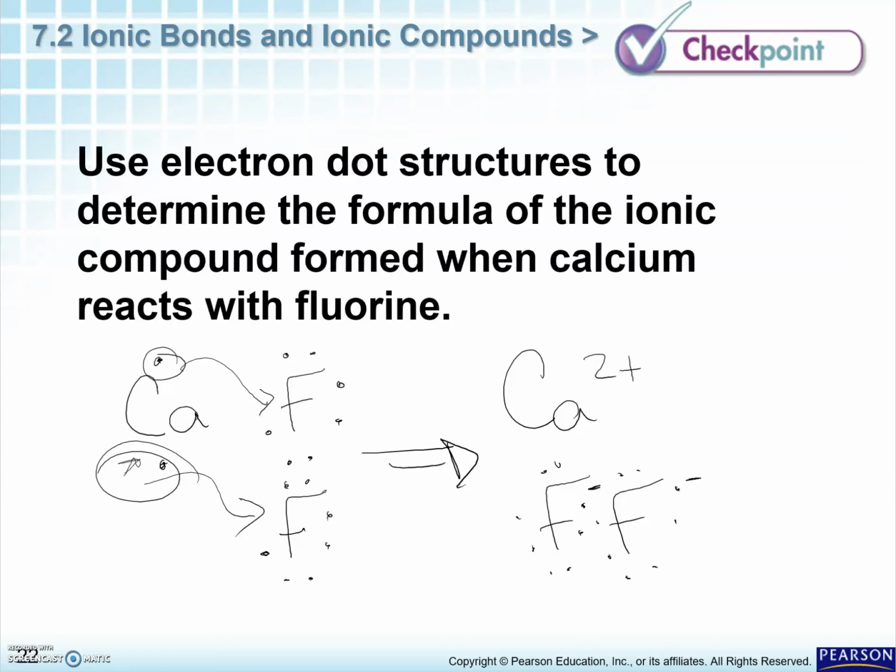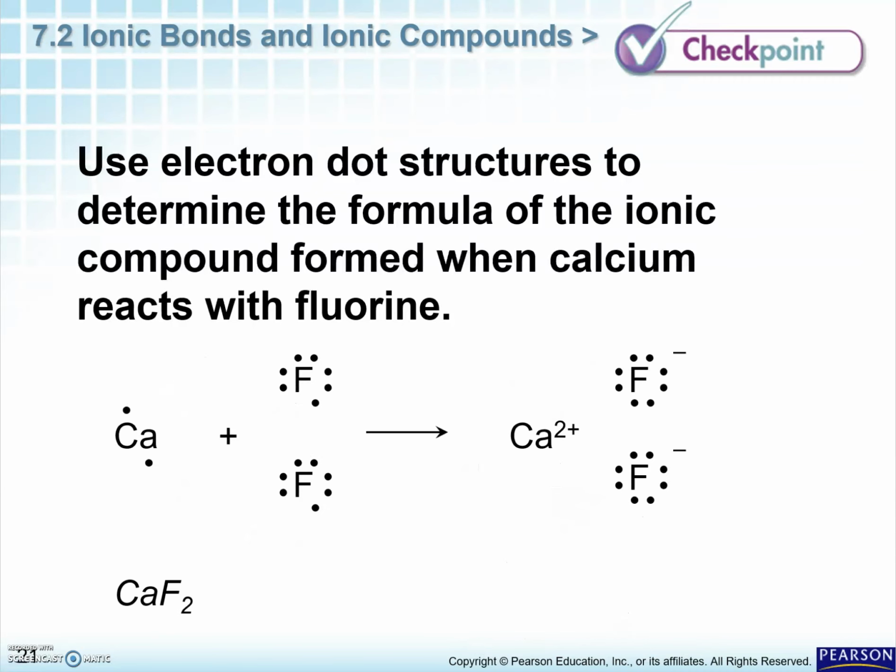But they both have a -1 charge. So if you were to start with your cation, as always, that would be Ca, and how many you have, which is 1. And then you'd write your anions, which is your fluorine, and how many you have, which is 2, for our overall answer of calcium fluoride. And that's taken through right here as well.